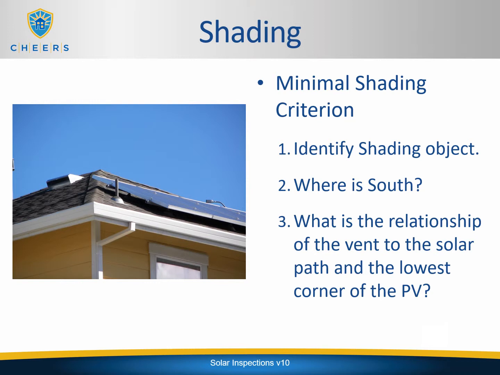The first step in identifying if the minimal shading criteria has been met is to first identify the shading object, then determine where is south in relationship to that shading object, and third is what is the relationship of the vent to the solar path and the lowest corner of the array.